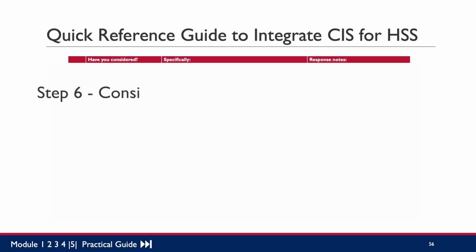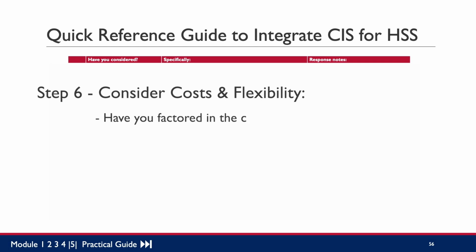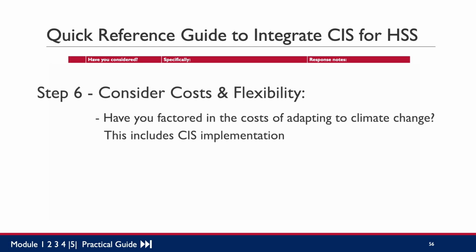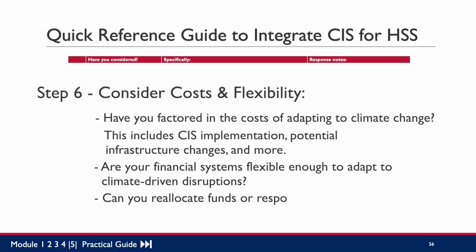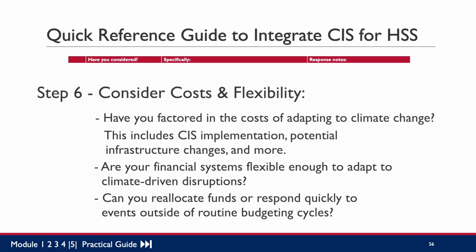Step 6. Consider cost and flexibility. Have you factored in the cost of adapting to climate change? This includes CIS implementation, potential infrastructure changes, and more. Are your financial systems flexible enough to adapt to climate-driven disruptions? Can you reallocate funds or respond quickly to events outside of your routine budgeting cycles?